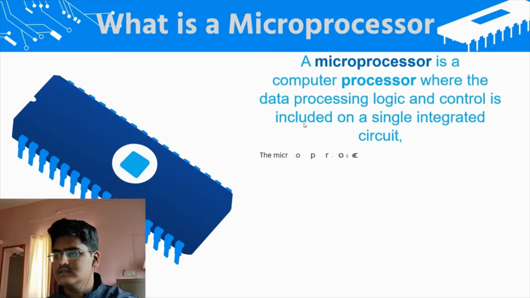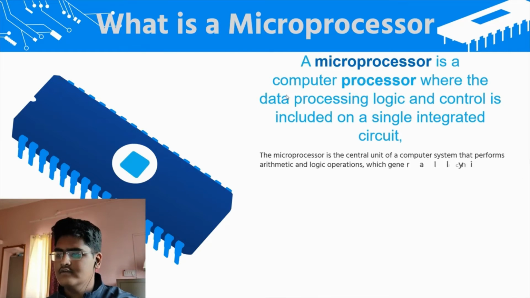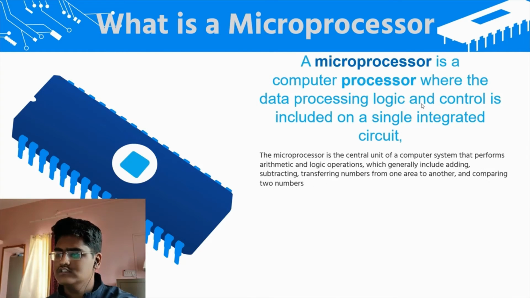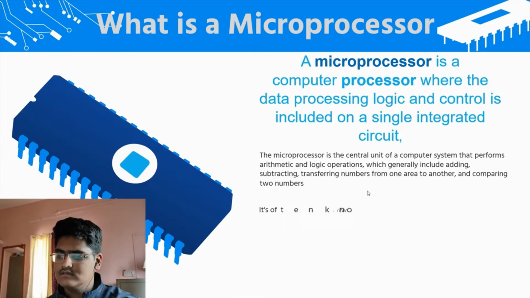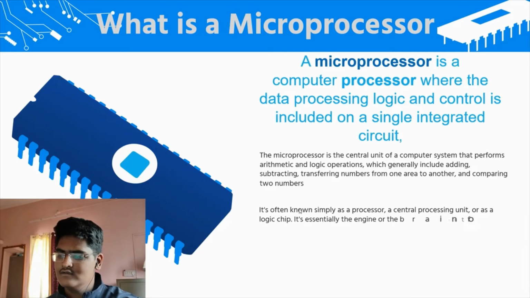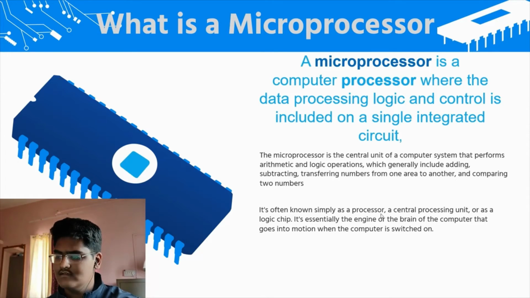A microprocessor is a computer processor where the data processing, logic and control are included on a single integrated circuit. The microprocessor is a central unit of a computer system that performs arithmetic and logic operations, which generally include adding, subtracting, transferring numbers from one area to another, and comparing two numbers. It's often known simply as a microprocessor, a central processing unit, or a logic chip.